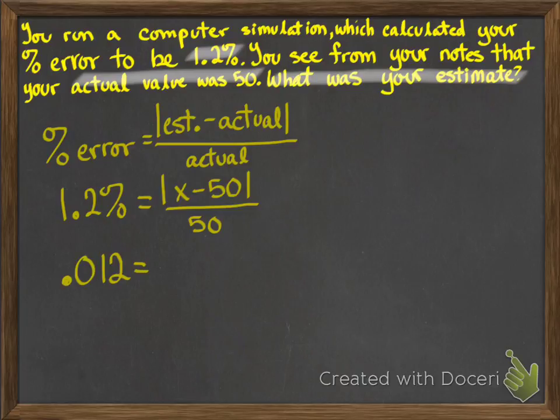Whoop, too far. Let's change 1.2% to a decimal, divide it by 100, aka move your decimal point 2 to the left. 1.2% is 0.012. All right, now everything else stays the same.